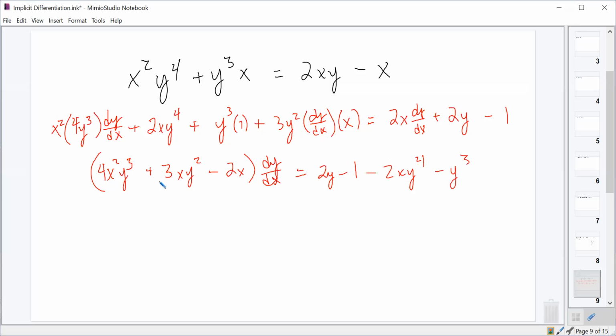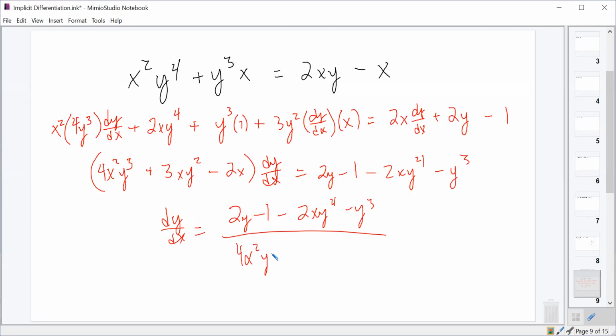Then I'm just going to divide by what's in the parentheses there and get (2y minus 1 minus 2xy to the fourth minus y cubed) over (4x squared y cubed plus 3xy squared minus 2x).